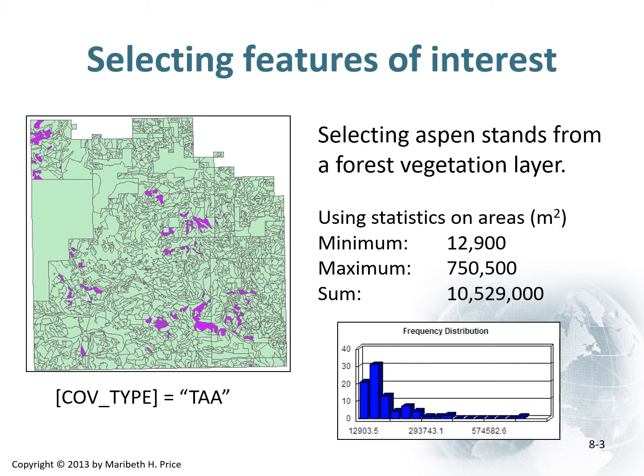So let's look at how we can use this, for example, to select features of interest. Here we have a vegetation layer, cover type, and one of these is aspen stands. And so we can simply go through and select all the land cover types that are aspen. It will then highlight those on the data set, and we can then calculate a number of statistics because those are the only ones selected.